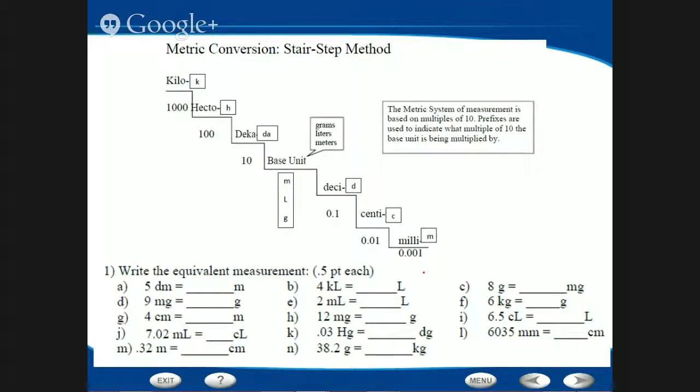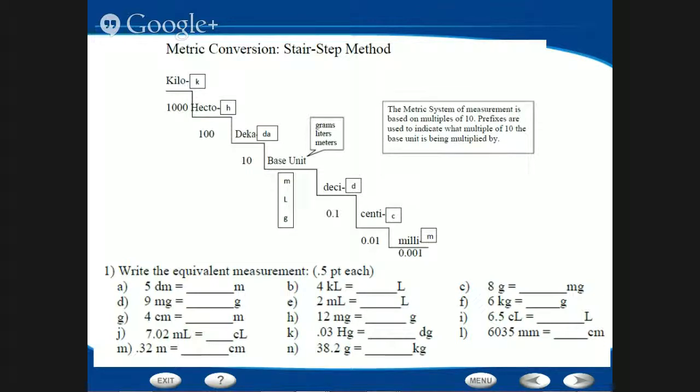So in this worksheet, we're going to be using the stair method to move the decimal. Remember, you're not changing the numbers. The numbers remain the same. All you're doing is moving the decimal, and then when it goes too far to the right or left, you just add in the zeros. That's all you're doing. So we're going to do the first one together as a group.